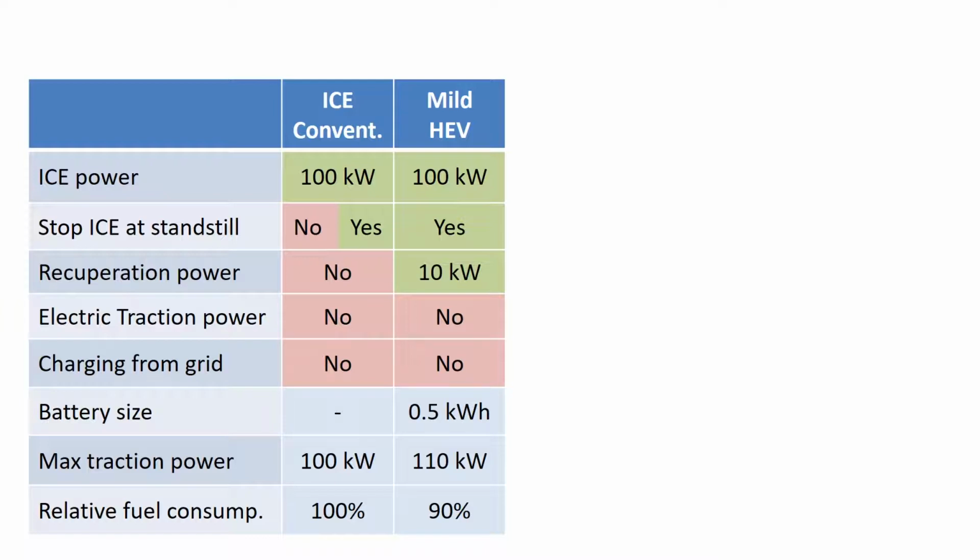The mild hybrid only has a very small battery of about 0.5 kilowatt hour, and it cannot be charged from the grid. Using the electric motor to assist the combustion engine, the maximum traction power can be up to 110 kilowatt. The added power and the quick torque response of the electric machine will give the mild hybrid better performance than a conventional vehicle with the same combustion engine. The fuel consumption will be about 90% relative to the conventional vehicle powertrain.